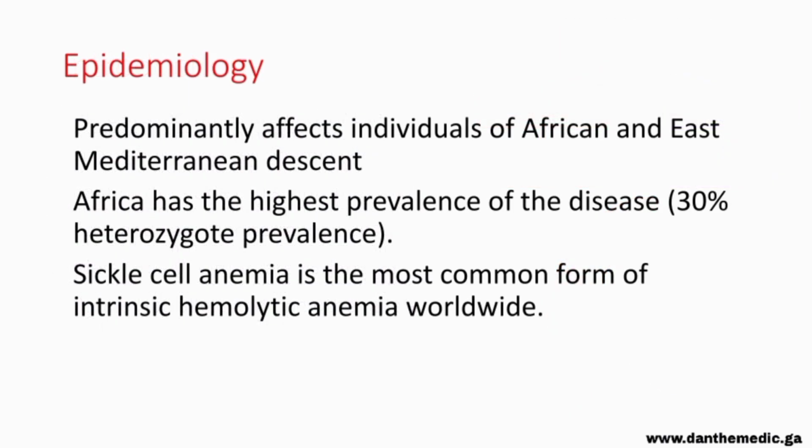As for the epidemiology, I basically stated that already in the introduction. It mainly affects Africans and then East Mediterranean people. It has the highest prevalence in Africa. About 30% of Africans have sickle cell trait, meaning that they are carriers. And sickle cell anemia is the most common form of intrinsic hemolytic anemia worldwide.